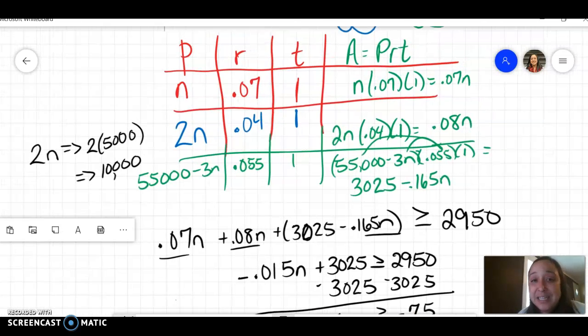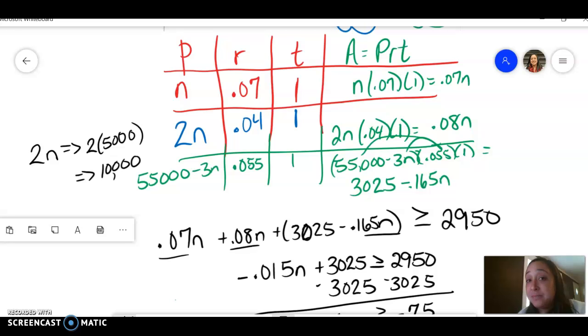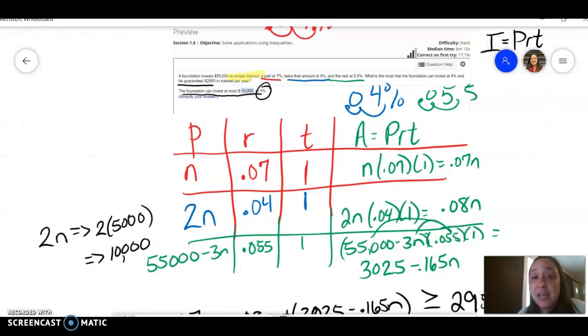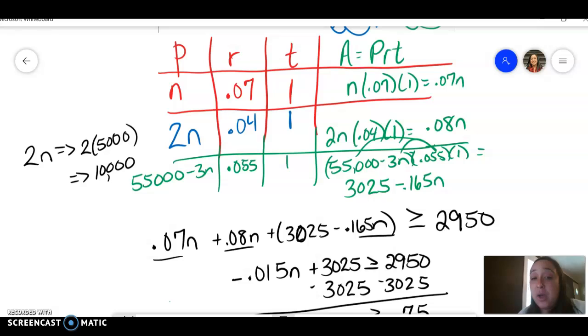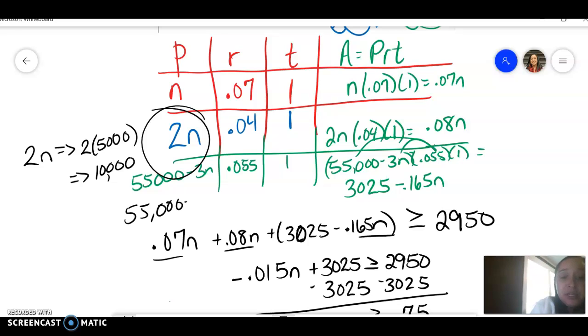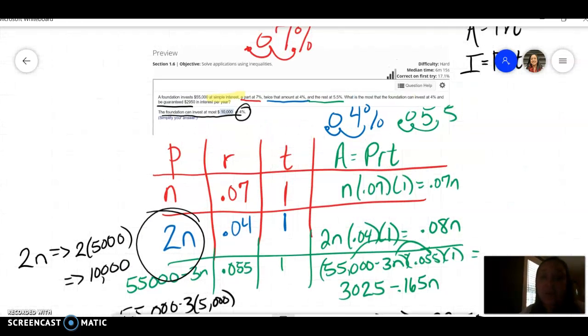You determined what n is. n was invested at 7%. But the problem was asking at most how much can be invested at 4%. Well, at 4% we had 2n. So 2 times n, 2 times 5,000 gives me 10,000. And just because we don't really have the time, but from there, you could plug in that 5,000 there, and you could determine what that final amount would be invested at 5.5% interest.